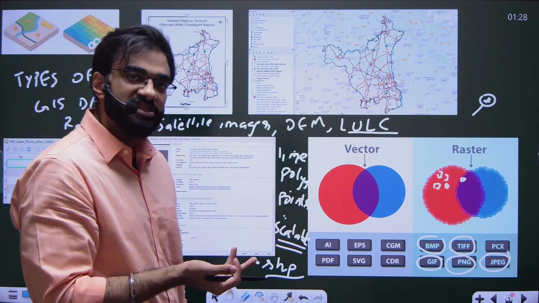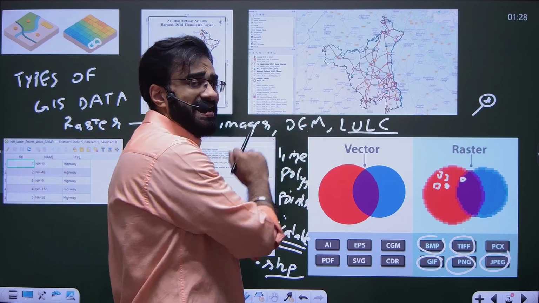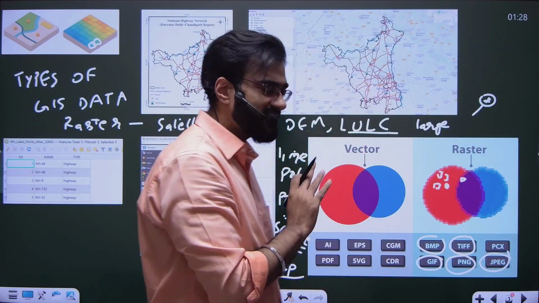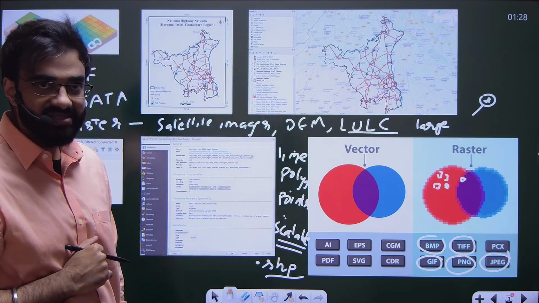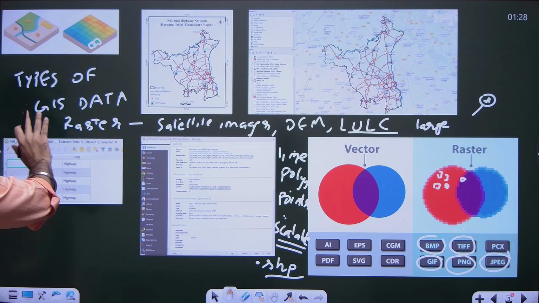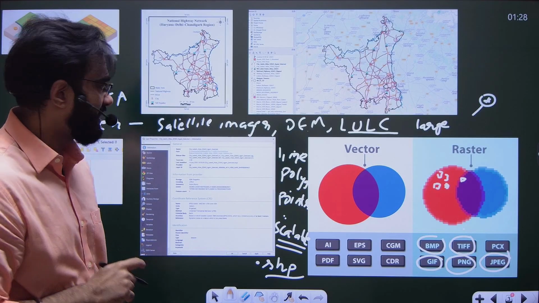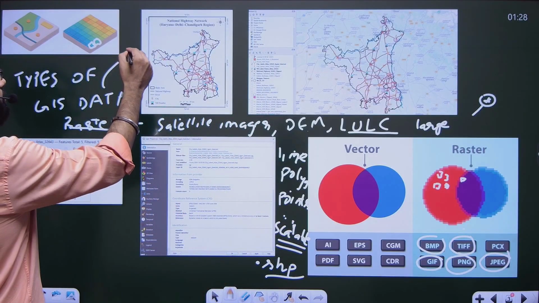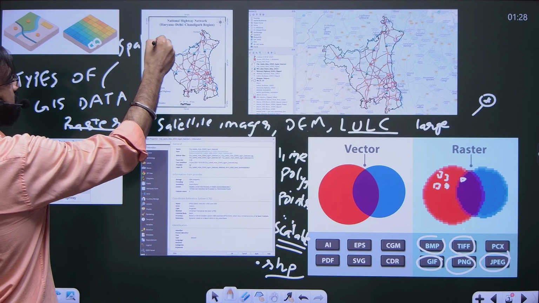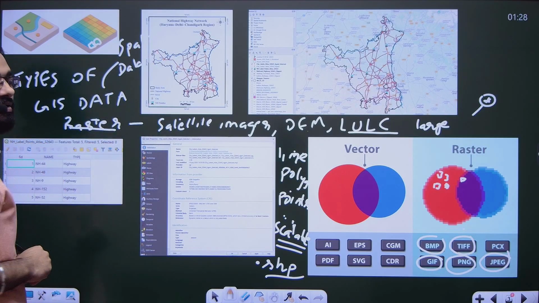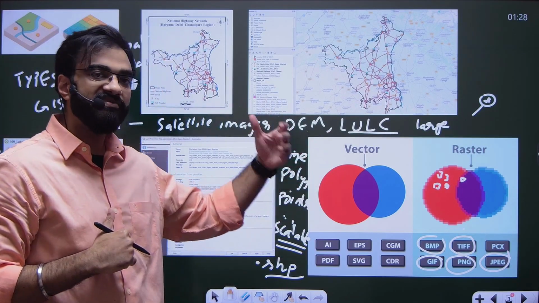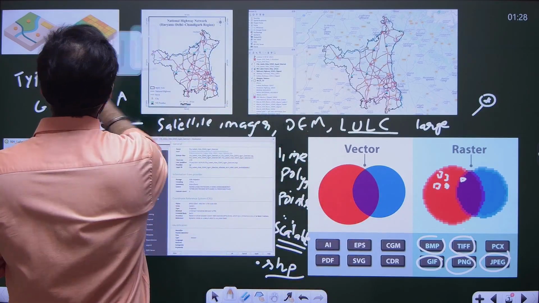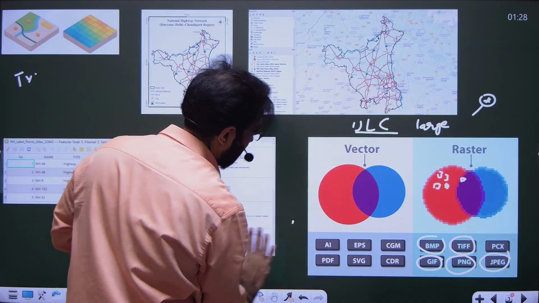Another important difference is that raster data consumes a large amount of space on the hard disk, while vector data is relatively smaller in size. So these are the basic differences between the types of GIS data. Both raster and vector data belong to a category known as spatial data, because whenever we are marking any boundaries, any polygons, any point, we are talking about space. For example, I'll just show you this image by enlarging it.